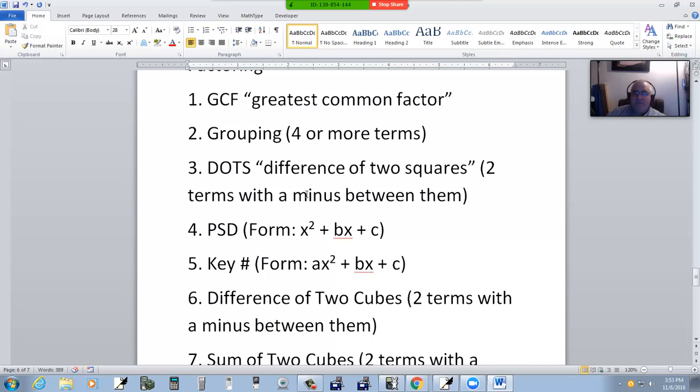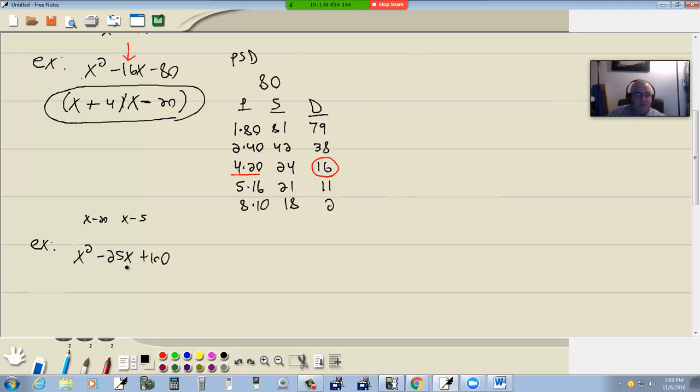DOTS we haven't talked about, but that's for 2 terms being subtracted. But key number, or PSD, this is where you have an x squared x, no number in front of x squared. This is PSD again. Now PSD would take the number at the end, ignoring signs. And we're going to come up with our 3 columns.